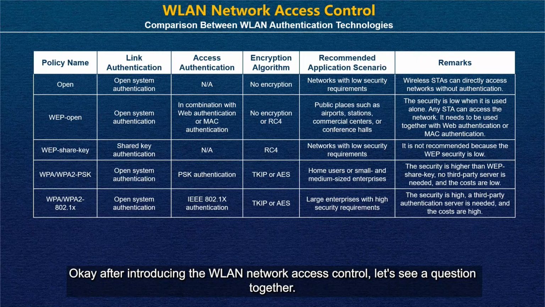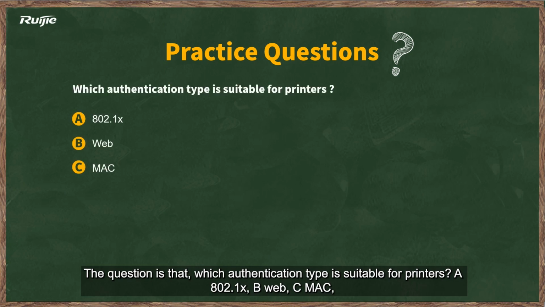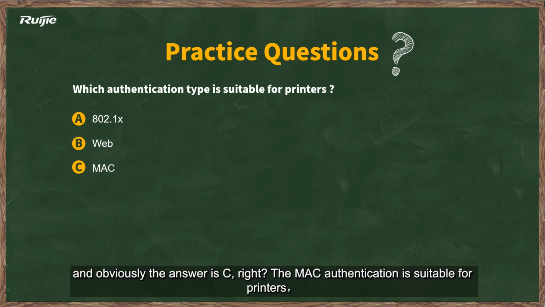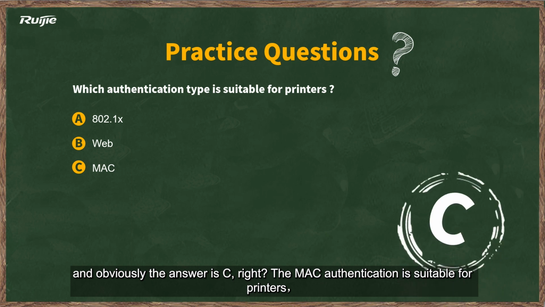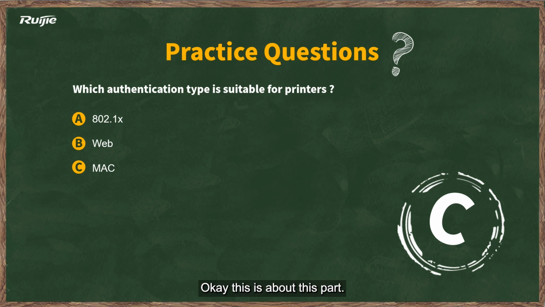Okay, after introducing the WLAN network access control, let's see a question together. The question is: which authentication type is suitable for printers? A, 802.1x, B, web, C, MAC. And obviously, the answer is C, right? The MAC authentication is suitable for printers, for IP cameras, for this kind of STAs that cannot install software and cannot open any web pages. Okay, this is about this part.